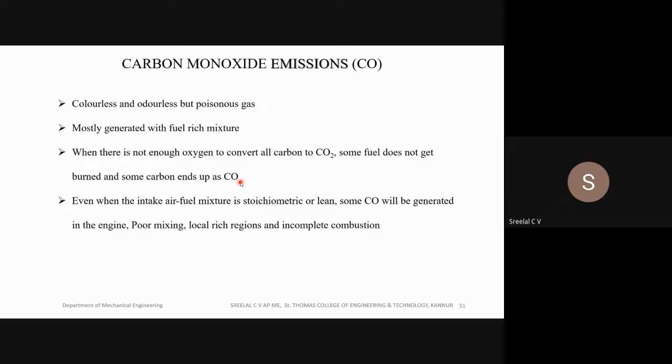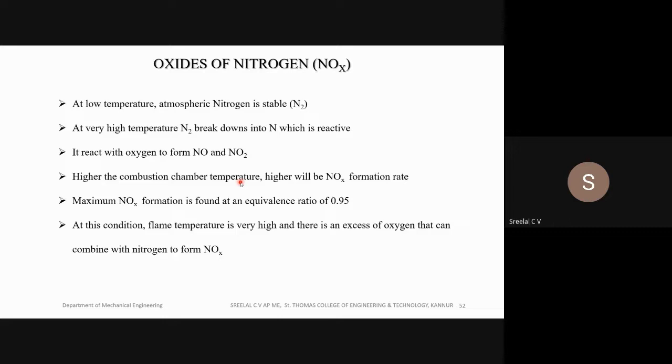So next we are going to discuss the oxides of nitrogen. We already discussed that during the intake of air into the combustion chamber, nitrogen will be there. At low temperature, atmospheric nitrogen is stable and it will be there as a diatomic molecule.